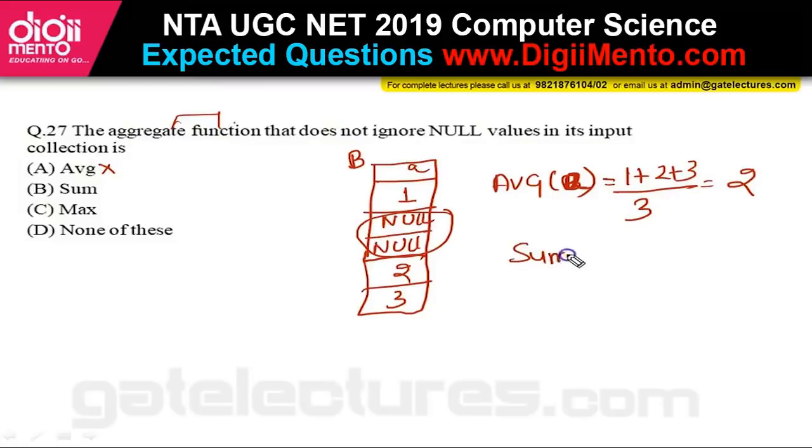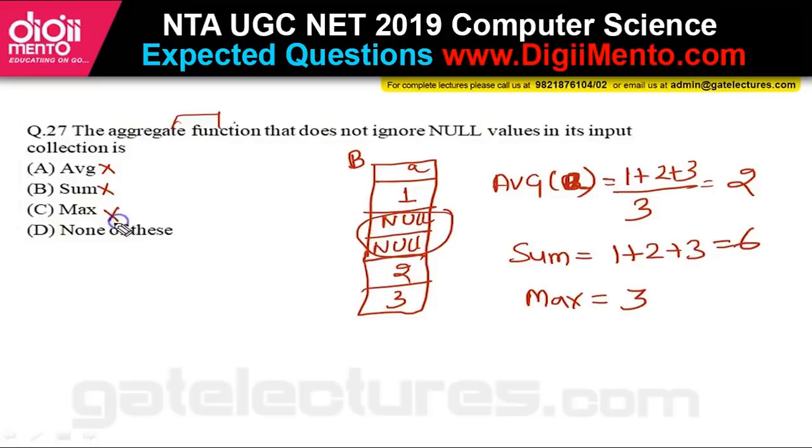Next we have sum. Sum will again ignore the null values and calculate the sum with the rest of the values present. So sum also ignores the null values. Next we have max. Max will return 3.